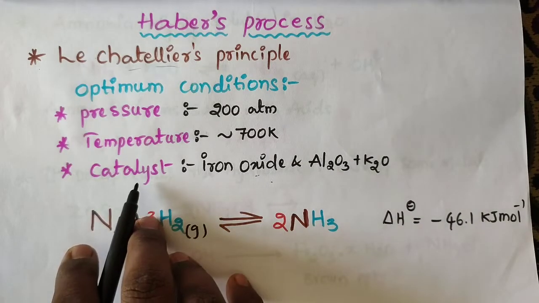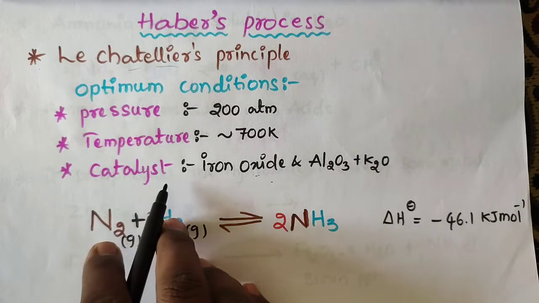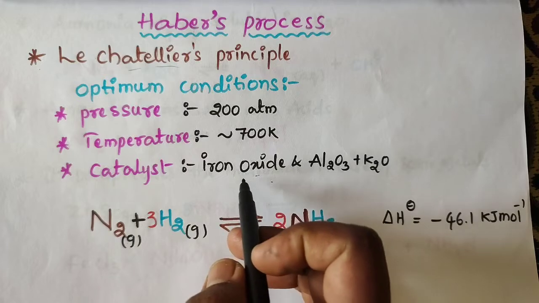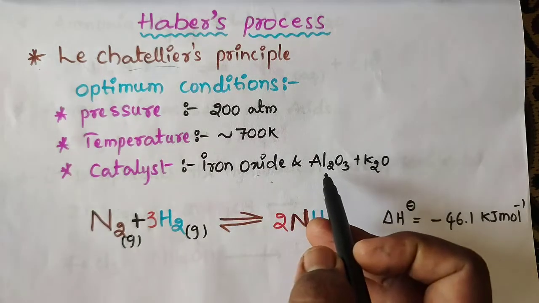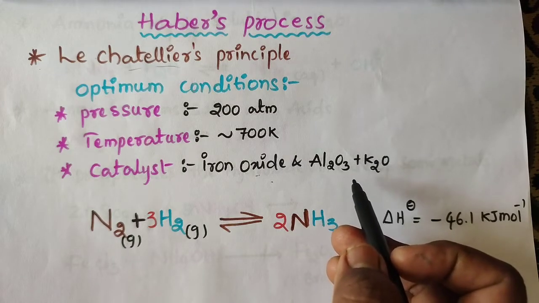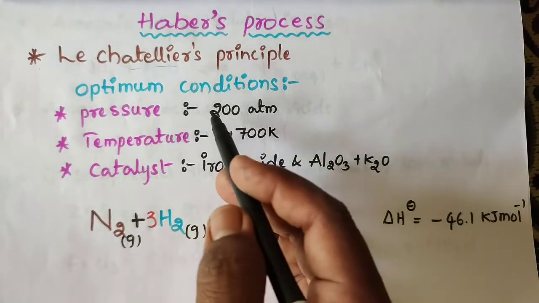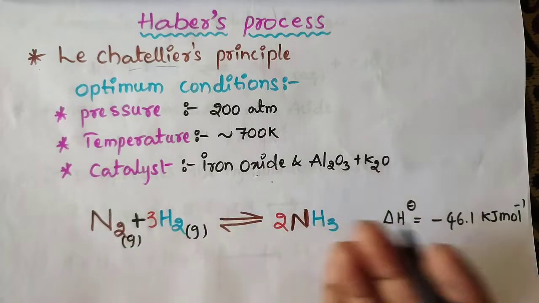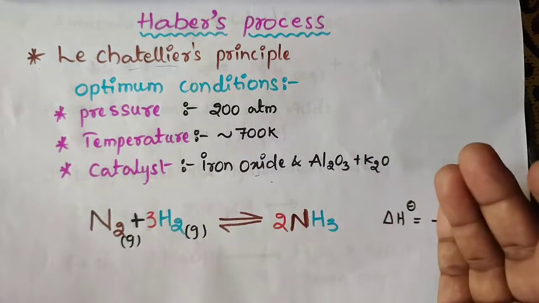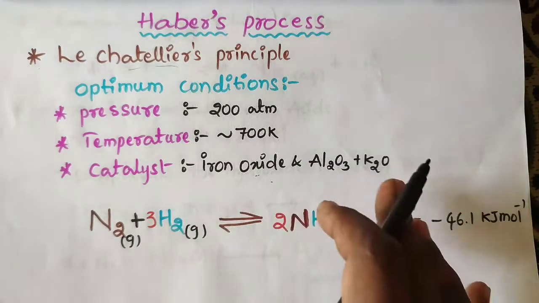What is the role of the catalyst? The catalyst is not involved in the reaction but increases the rate of the reaction. So we are taking iron oxide as catalyst with a small quantity of Al2O3 and K2O. By following these conditions, the reaction takes place in the forward direction only, forming the product.